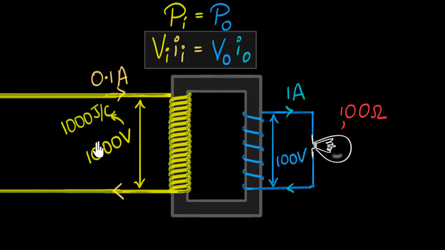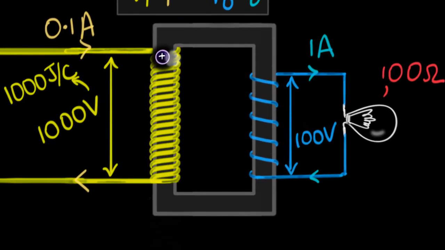What does that mean? That means that if there was a coulomb of charge that moved from here to here, then it would lose 1000 joules of energy to transfer that to the blue circuit. So let's say here is the coulomb of charge and this cloud represents 1000 joules. When it moves down, it would lose that 1000 joules to the blue circuit.